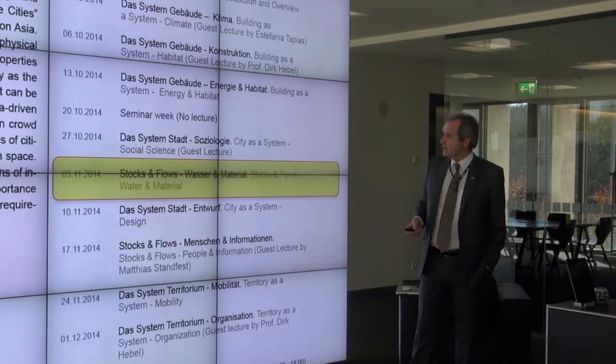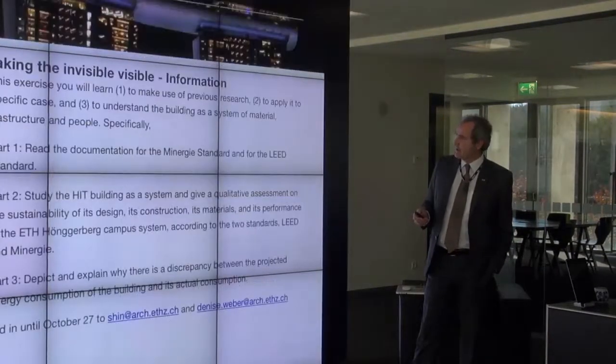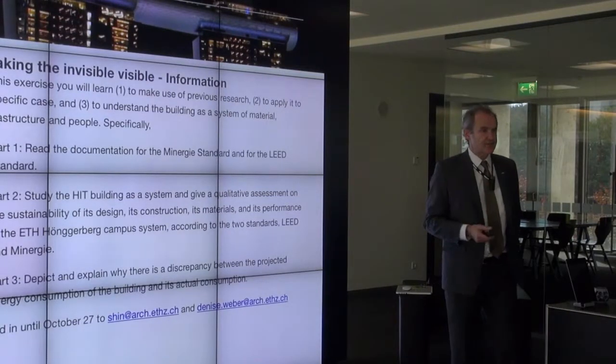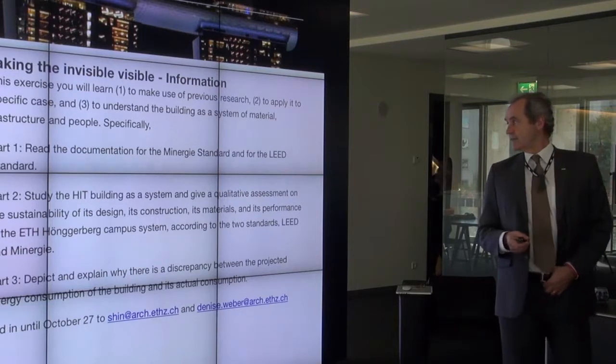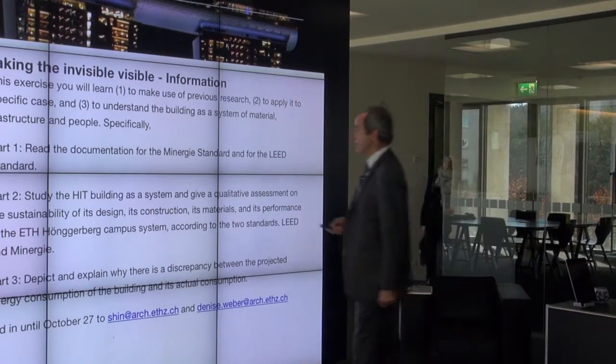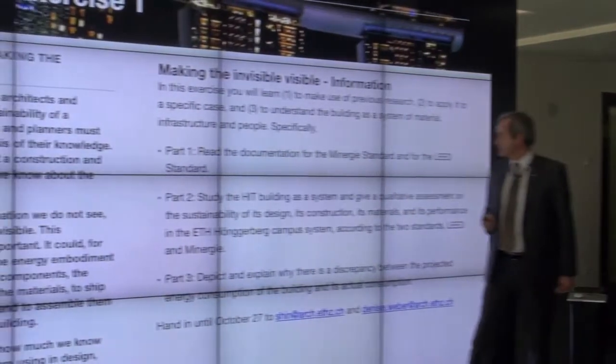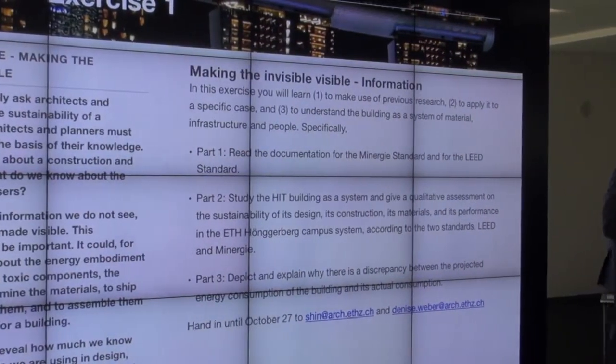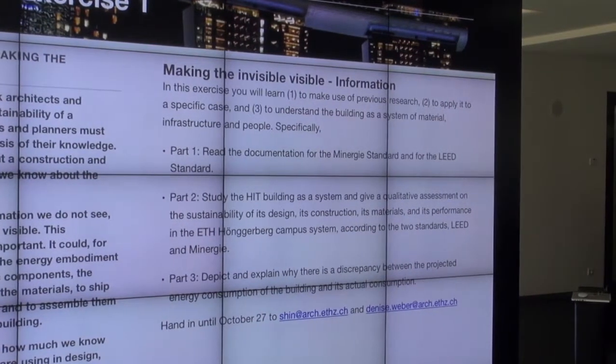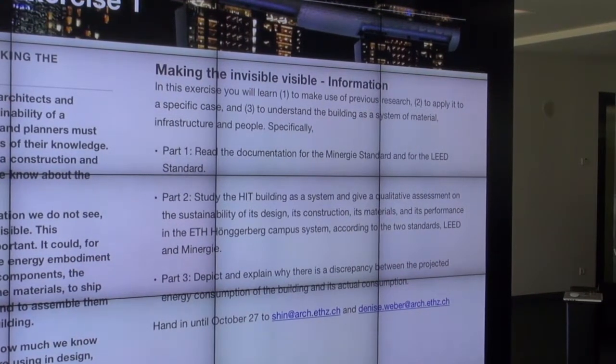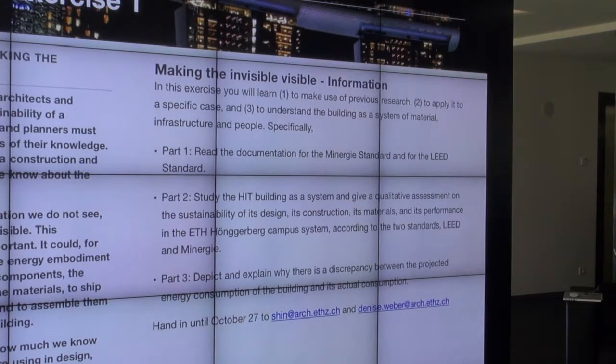And in particular, we will look first at exercise 1. Thank you for sending it in. Many of you did, most of you did send it in. There were 3 parts. First was the reading of the documentation of the Minergie standard and also the LEED standard, which you did. Then part 2, study this building where we are in and give a qualitative assessment on the sustainability of its design. And the third part was to explain why there is or could be a discrepancy between the amount of energy that was anticipated to be used, and which is actually used.